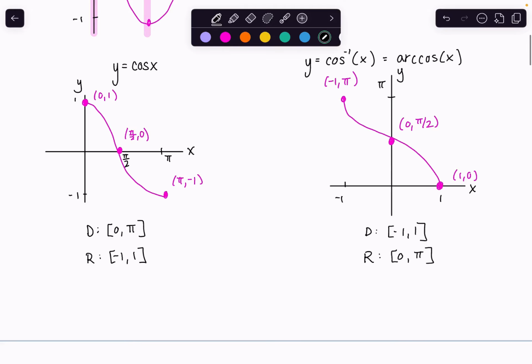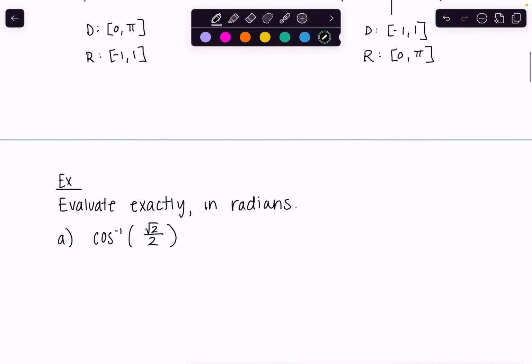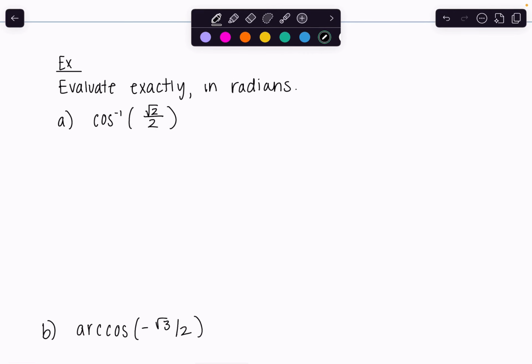and then we'll move on to both sine and tangent, and then do a bunch more problems with it. So we want to evaluate this exactly in radians, because again, that output is an angle, and we want to deal with radians. Okay. So this is very hard to think of when it's in this form, just cosine inverse of root 2 over 2. So what I always like to do with these is turn it into an equation that I've seen a little bit better.